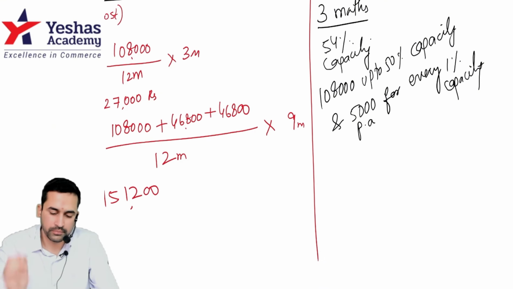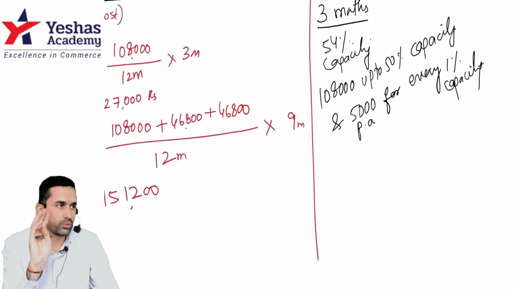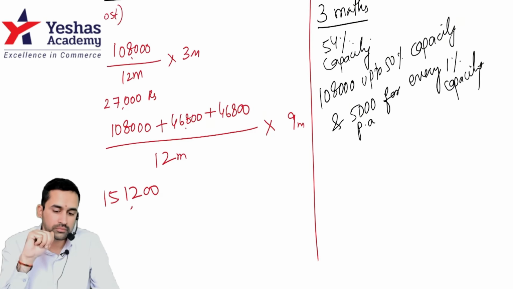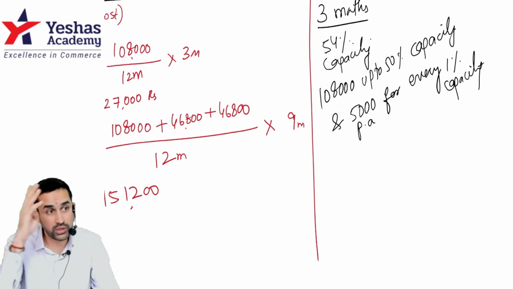Everything is per annum. Now tell me how to work out. I don't want your final answer from the calculator. Explain what plus what to be done. 108,000 is okay. No confusion. After that, what to do? Read 5,000 for every 1%. And you are working at what level? 54%. That means I have to take 5,000 4 times.